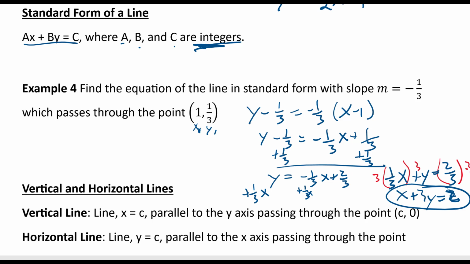Though technically, -x minus 3y equals -2 also works. And technically, if I multiply everything by 2, 2x plus 6y equals 4 works. So there's not just one answer there.